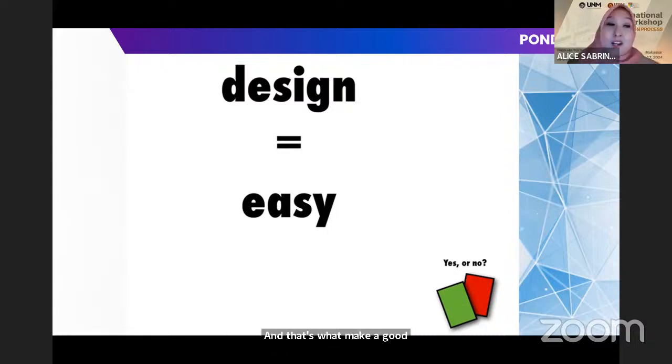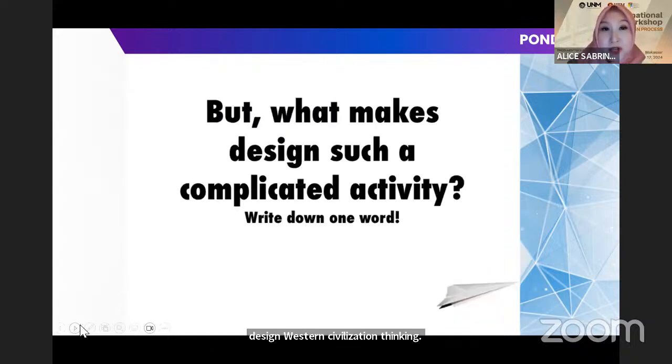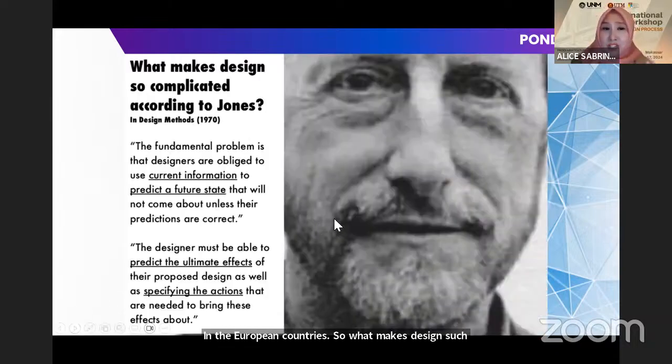Okay, maybe later at the end of my talk, I will share with you about the Bauhaus School. And we will see the evolution of Bauhaus School, and it changed the whole mindset of design thinking in Western civilization, especially in the European countries. So what makes design such a complicated activity? Jones likes to say this on design methods.